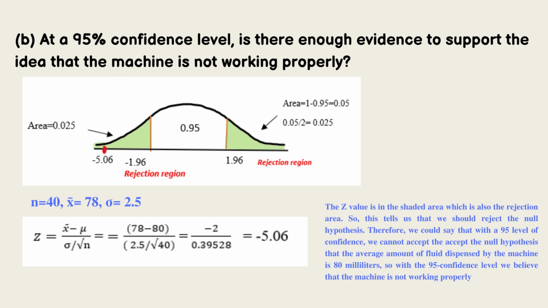Therefore, we could say that with a 95% level of confidence, we cannot accept the null hypothesis that the average amount of fluid dispensed by the machine is 80 milliliters. So, with the 95% confidence level, we believe that the machine is not working properly.